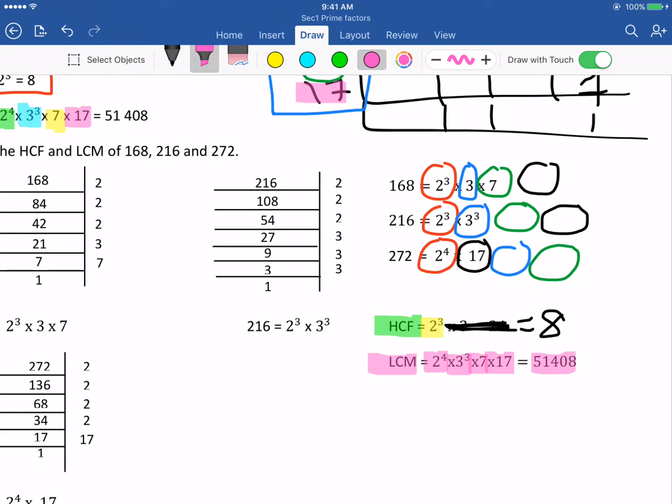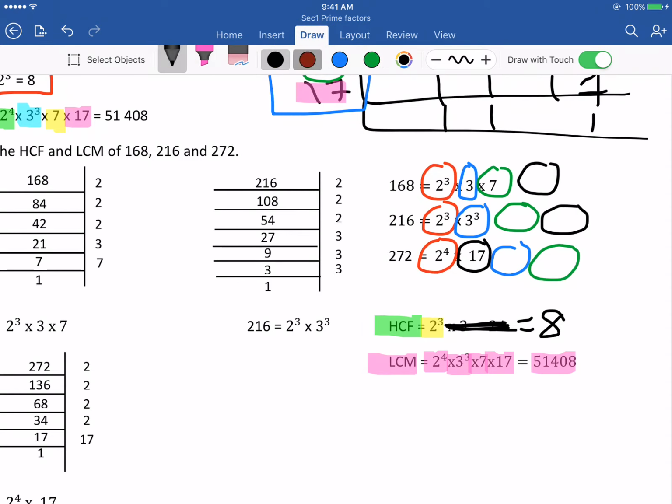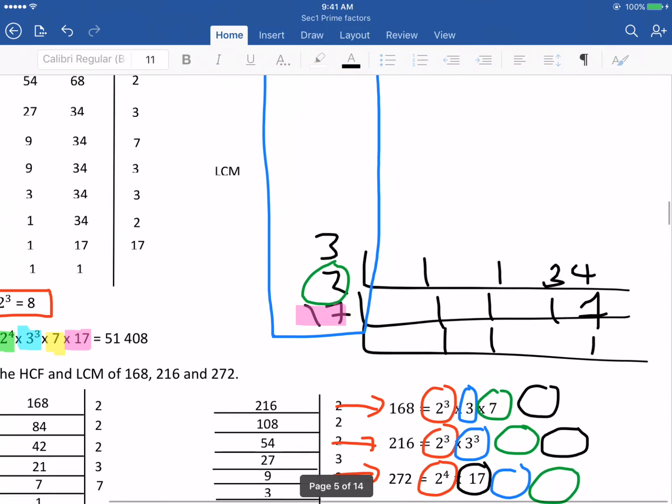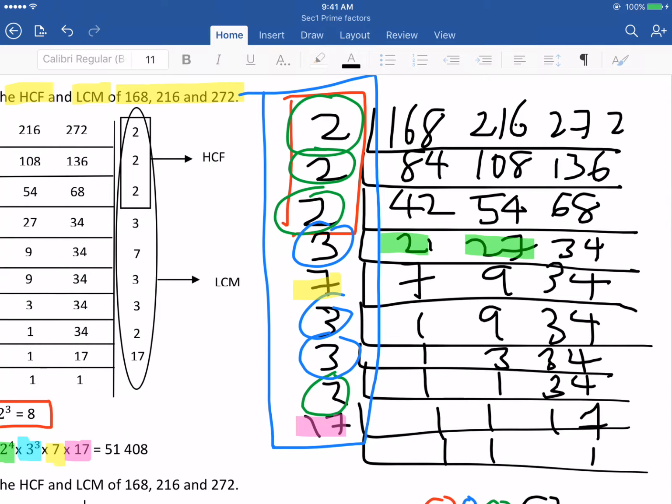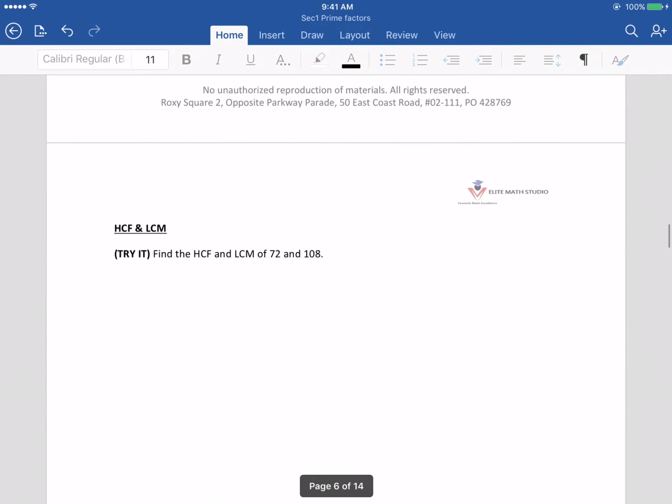Okay, so what I'm trying to say is that you need to know both methods. Either you express each of them in terms of what? Prime factors. Either express each one of them in terms of prime factors, or you just do the ladder method on it, between 2 numbers and 3 numbers. Okay, this is what you need to do.